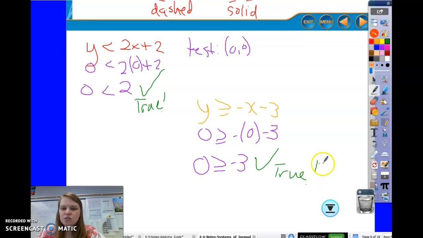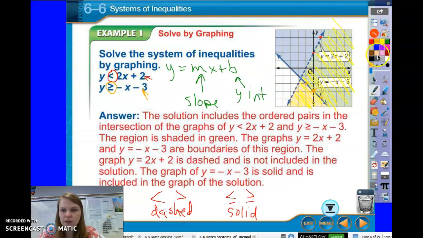Since that's a true statement, that means our test point 0, 0 is part of the solution. So let's go up here. I think I used blue. We're going to go a little lighter. We're looking at this solid line, and 0, 0 is part of the solution, so we need to shade in that part of the graph. This whole part of the graph.